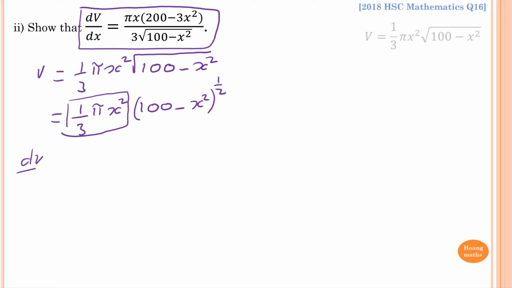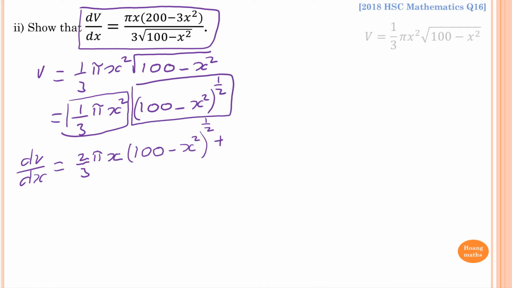So dV/dx is equal to, differentiate that, the 2 you bring down, becomes 2/3 pi x. Now we have the first derivative times the second function, which is 100 minus x squared to the power of a half. Then plus the derivative of the second function, which is this one here. To differentiate that, we use the power and angle trick. The power is a half, so bring it down, becomes a half times 100 minus x squared, and a half minus 1 gives you negative a half. Power done.